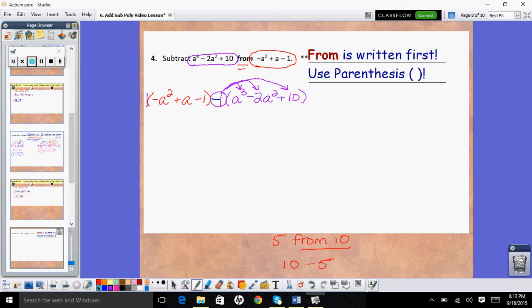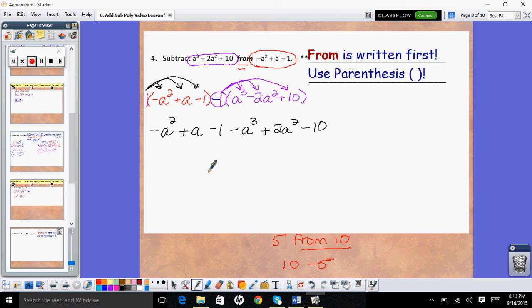So let's break these guys out so that we can combine like terms. If I distribute 1, these three terms will remain the same. So I'm going to break this trinomial out. Negative a squared plus a minus 1. These three terms will change to their opposites. Negative a cubed, positive 2a squared, and negative 10.